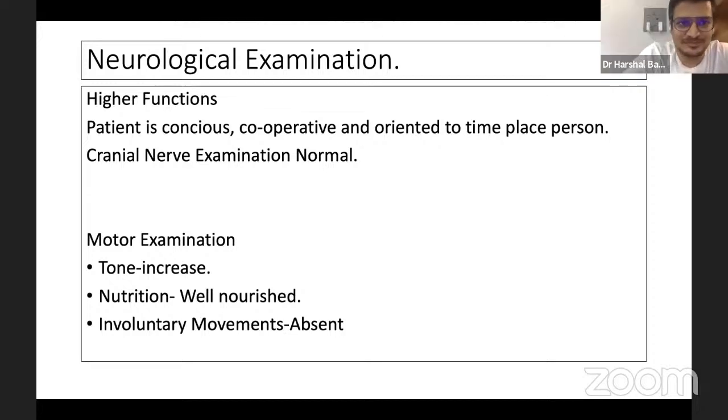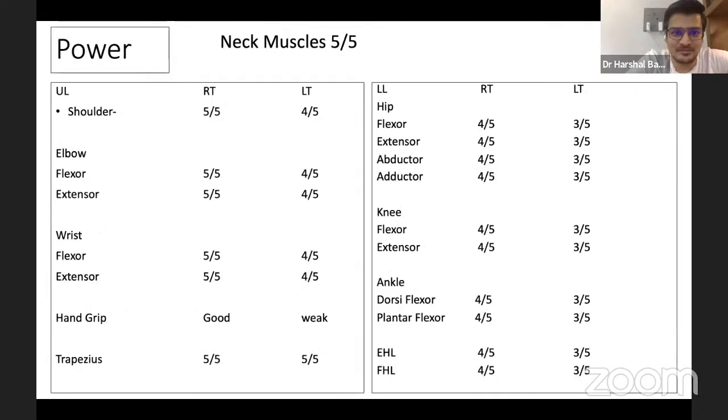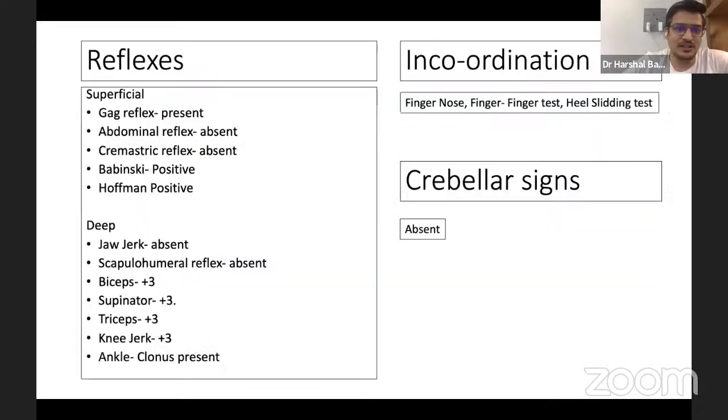Carry on, Subhanshu. Yeah, you're talking about the reflexes.